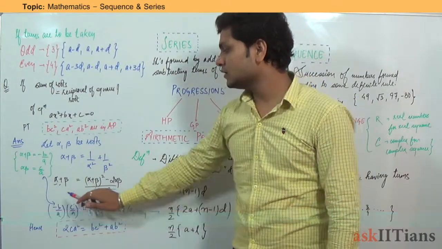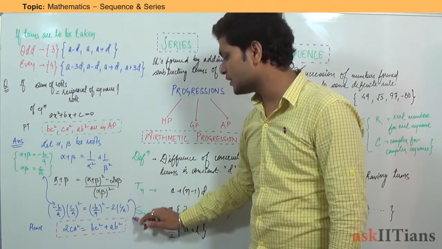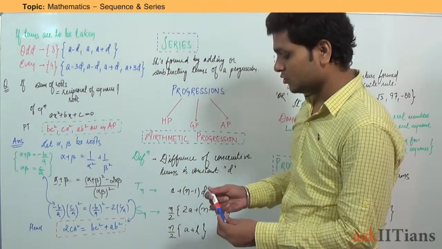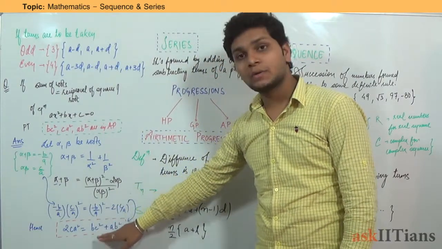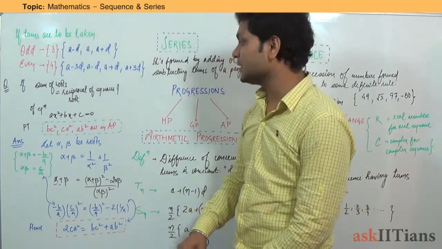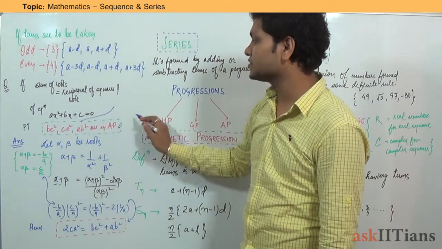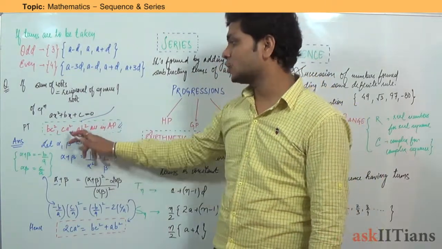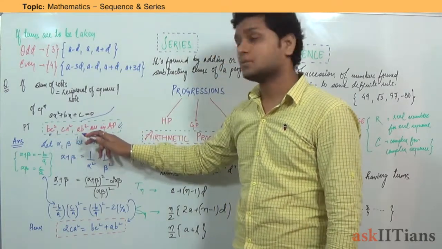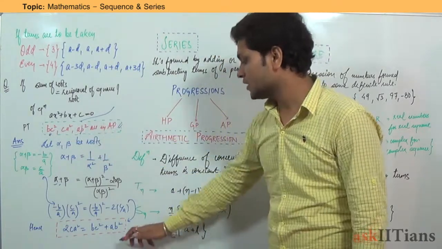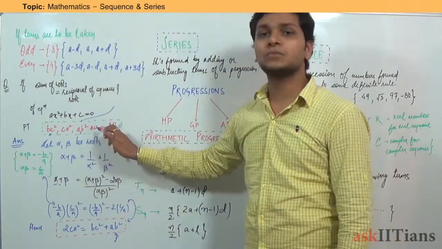If I do some arithmetic and rearrange the terms, I get this result, which leads to twice CA square equal to BC square plus AB square. This is the main aim of the question: to prove that these three terms are in AP, which can also be shown by the fact that twice the middle term is equal to the sum of the first term and the last term. Hence it shows that these three terms belong to an AP.